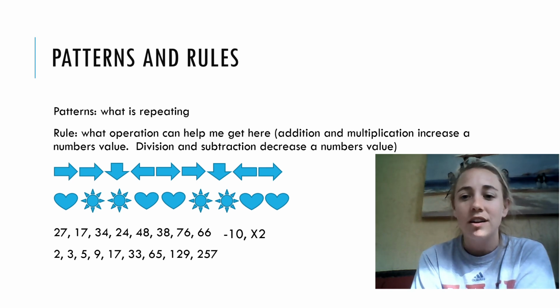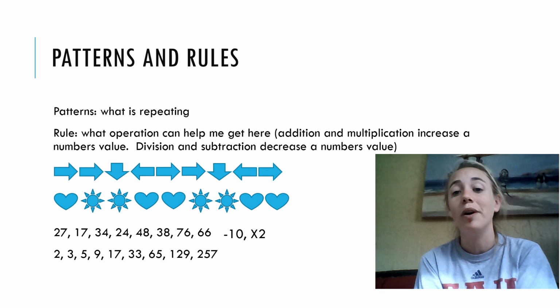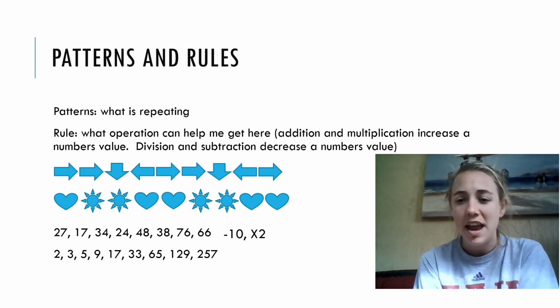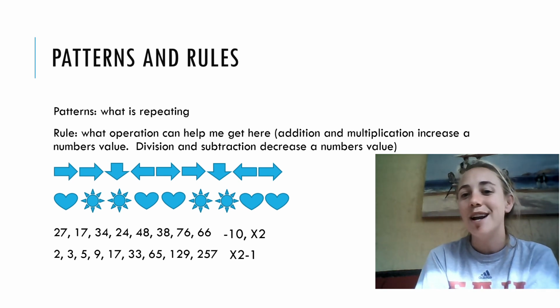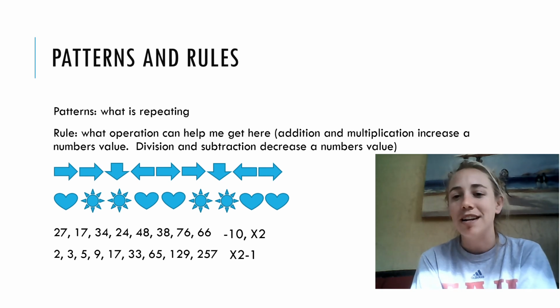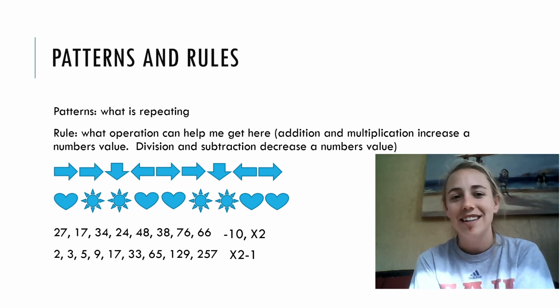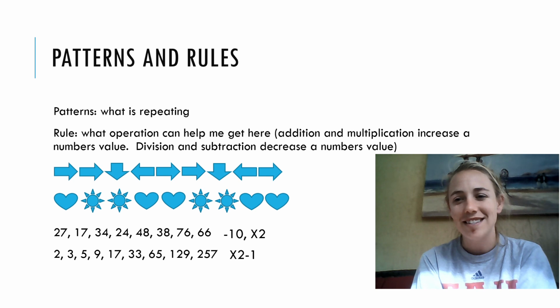in the same one. Let's try it if you don't believe me. 2 times 2 is 4, minus 1 is 3. 3 times 2 is 6, minus 1 is 5. 5 times 2 is 10, minus 1 is 9. 9 times 2 is 18, minus 1 is 17. Does that start to make sense?